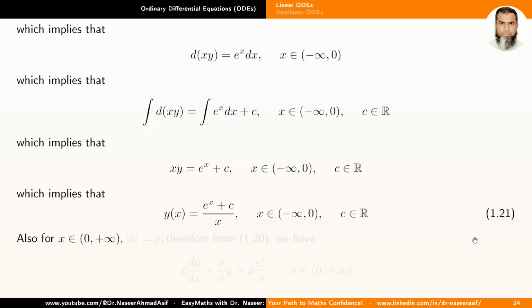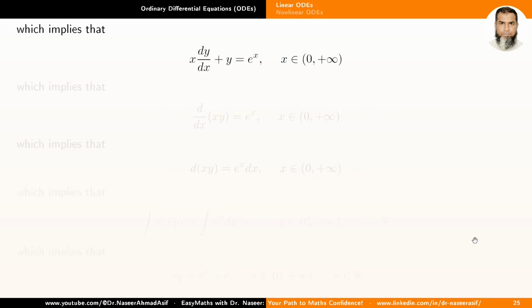Also for x belonging to the open interval 0 to plus infinity, absolute x equals x. Therefore, from equation 1.20 we have x dy/dx plus x over x into y equals x exponential x over x, where x belongs to the open interval 0 to plus infinity. So we have x dy/dx plus y equals exponential x, where x belongs to the open interval 0 to plus infinity. Well, this can be expressed as d/dx of xy equals exponential x, where x belongs to the open interval 0 to plus infinity.